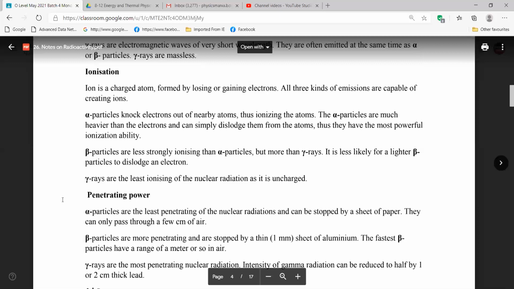So they are saying alpha particles are heavier than the electrons. That means in the outermost shell of the atom, you have electrons, right? And electrons are very light particles, and alpha particles are very heavy in comparison to electrons. Alpha particles are very heavy.